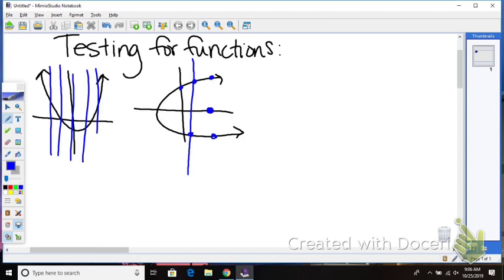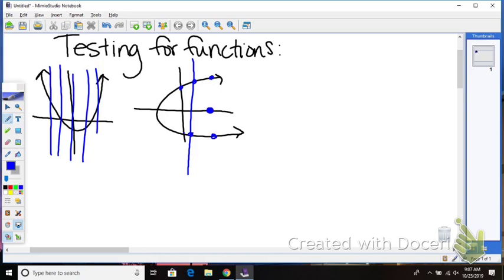The example that I always use when I teach this in Algebra 2 is if I go to a pop machine and I put in my $1 and I hit my Diet Coke and I get a Diet Coke and I get a Sprite, the pop machine is not functioning. You're only supposed to get one output for each input.